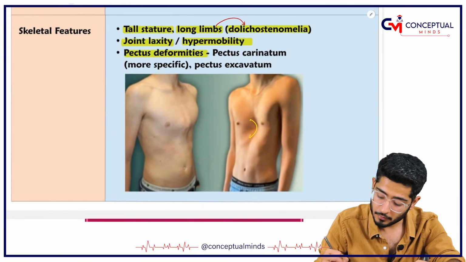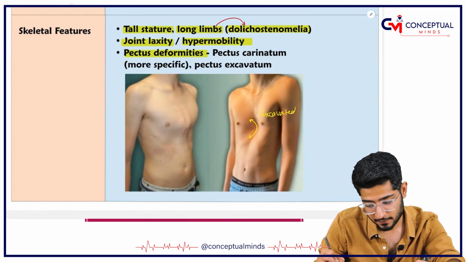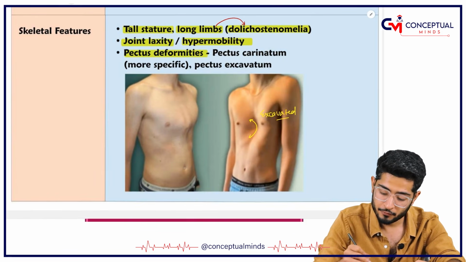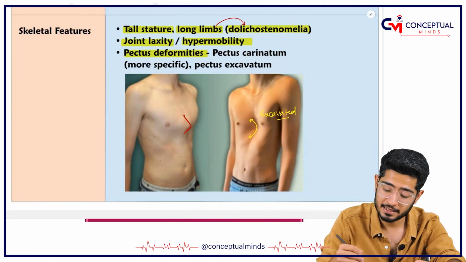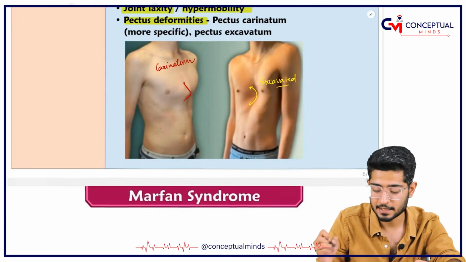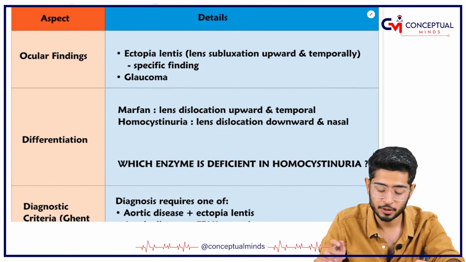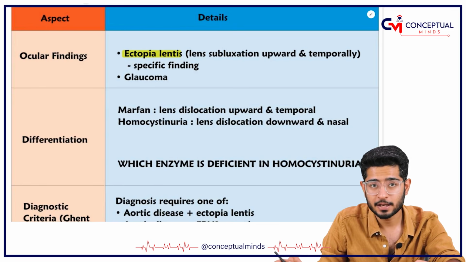This is pectus excavatum. Excavatum means as if something has been excavated out. Whereas here, can you see, the person is carrying something extra. This is called pectus carinatum. I have told you pectus carinatum and pectus excavatum. There is also going to be ectopia lentis. What do you mean by ectopia lentis?